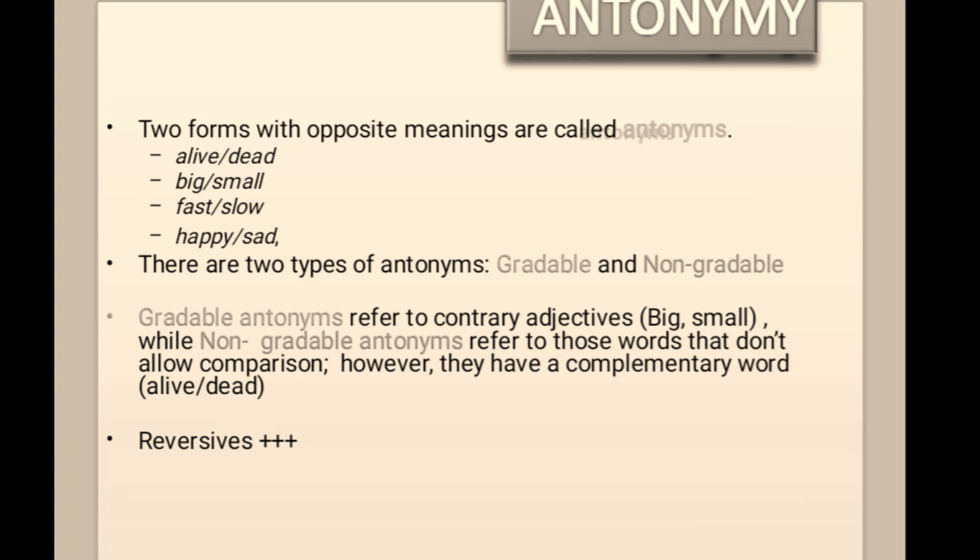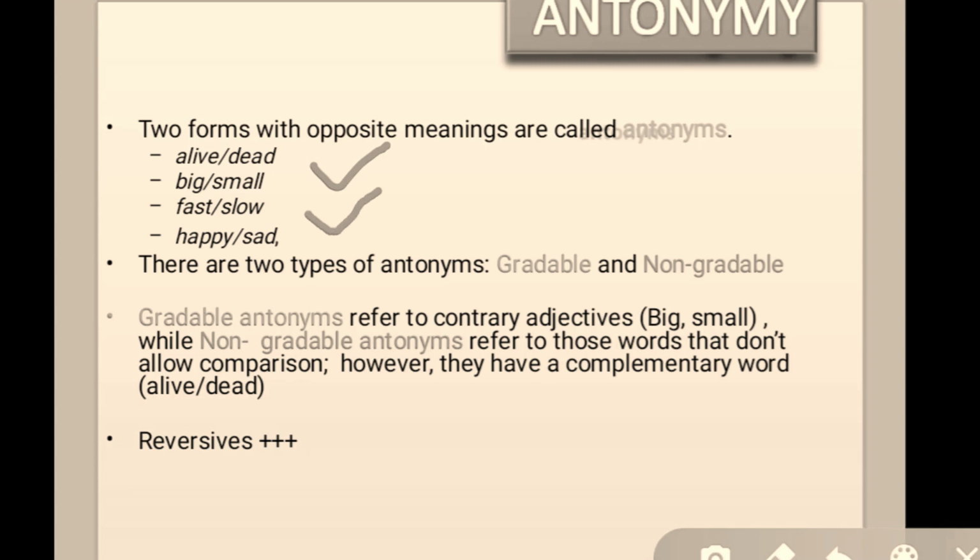Next is antonymy. Antonymy, as the word itself suggests, is based on the concept of opposites. For example, the antonym of good is bad, of fat is thin, of beautiful is ugly, and there are different other examples: alive, dead, as you see here, and fast, slow.